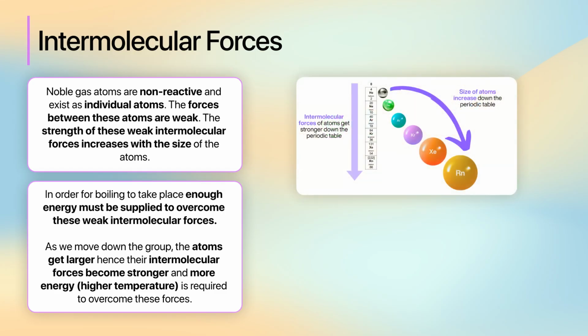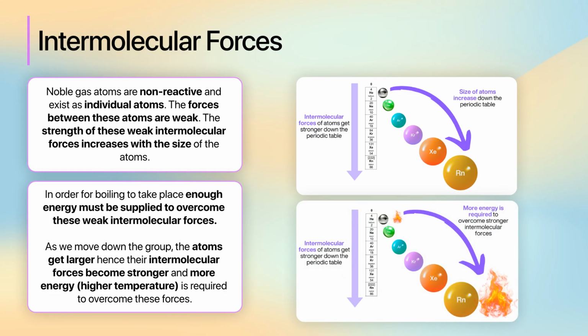As we move down group 0, the atoms get larger and their intermolecular forces become stronger. Consequently, more energy, which in this context means a higher temperature, is required to overcome these forces to convert these noble gases from liquid to gas. This explains why the boiling points increase as we move down the group. By understanding this trend, we see a clear demonstration of how atomic size and intermolecular forces play a vital role in determining the physical properties of elements, in this case, the boiling points of noble gases.